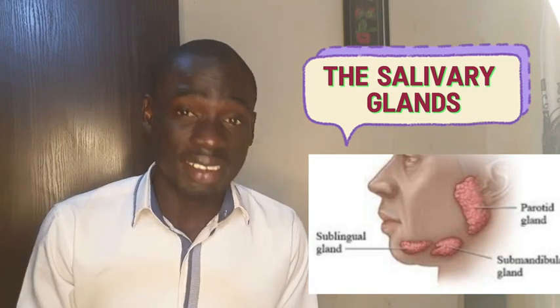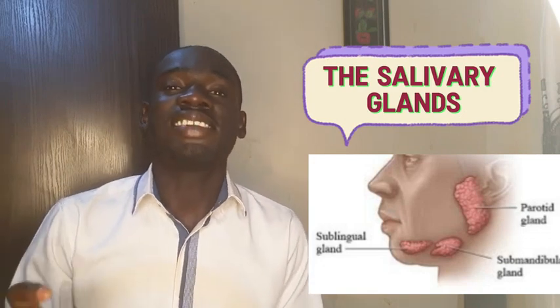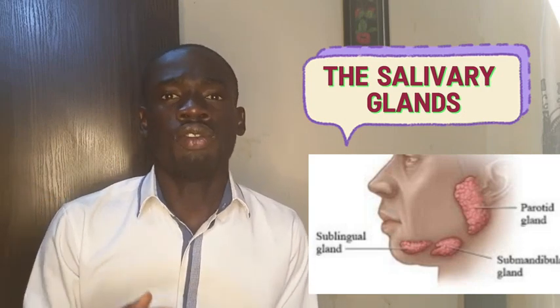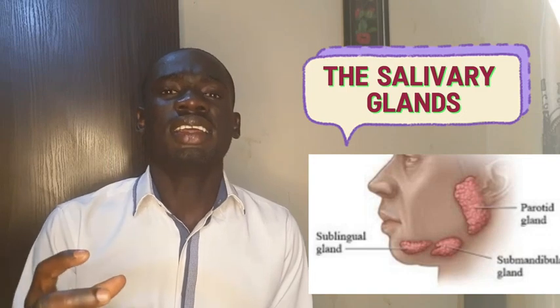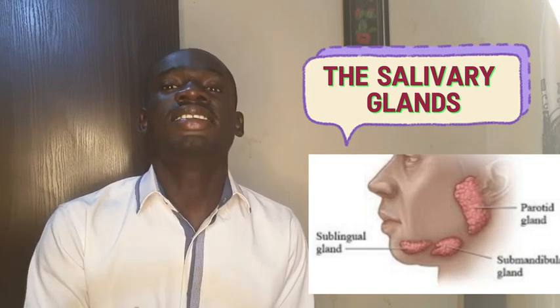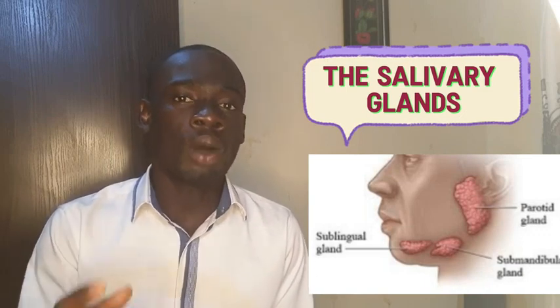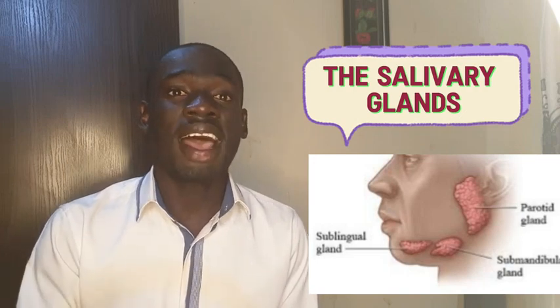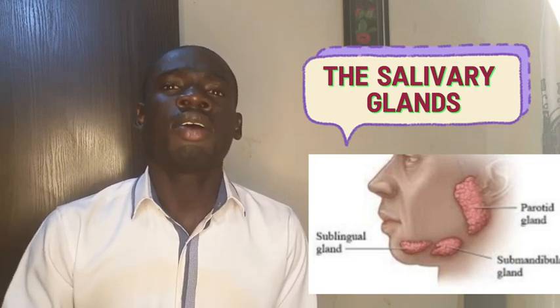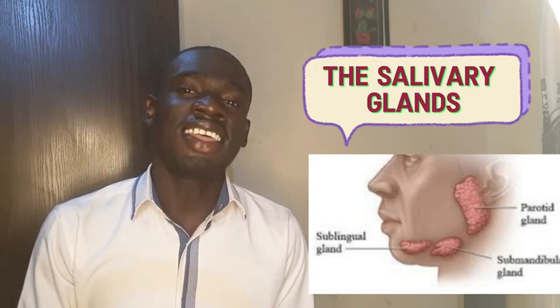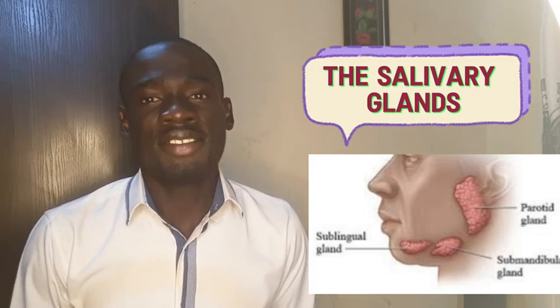The salivary gland is that part of the mouth that secretes saliva, and saliva helps in digestion of food. Saliva helps in maintaining the acidity and alkalinity of the mouth. Saliva helps in keeping our mouth wet and moist all the time. Saliva plays different vital functions, and it is secreted through these salivary glands.